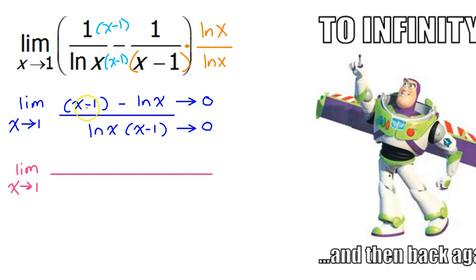L'Hopital says we can take the derivative of the numerator and the denominator without changing the limit. The derivative of x is 1. The derivative of negative 1 is 0. And memorized rule, the derivative of natural log x is 1 over x. When you get to the denominator, do not think that you can just take the derivative of each factor. This is a product. So you must do the product rule.